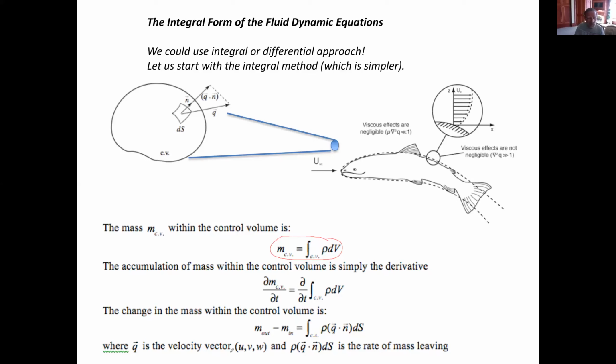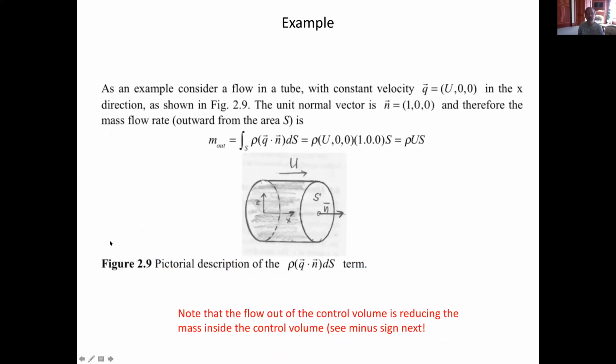Okay, so one more time, the velocity vector U, V, W, and this is actually the mass flow rate leaving. So if you don't feel comfortable, I have a simpler example for that. Okay, so I would like to explain that integral term.